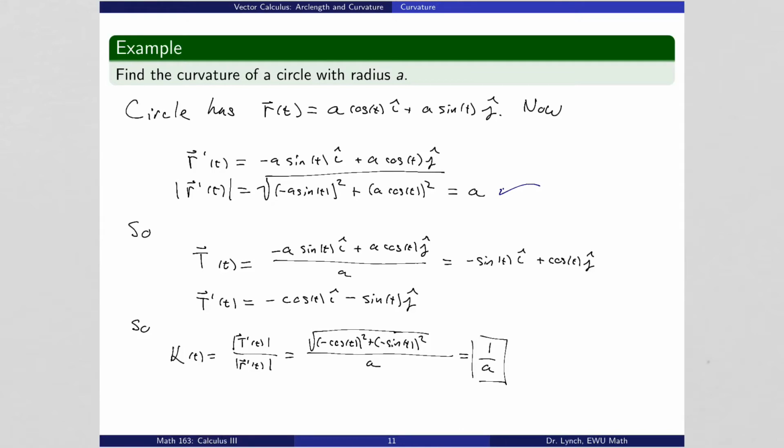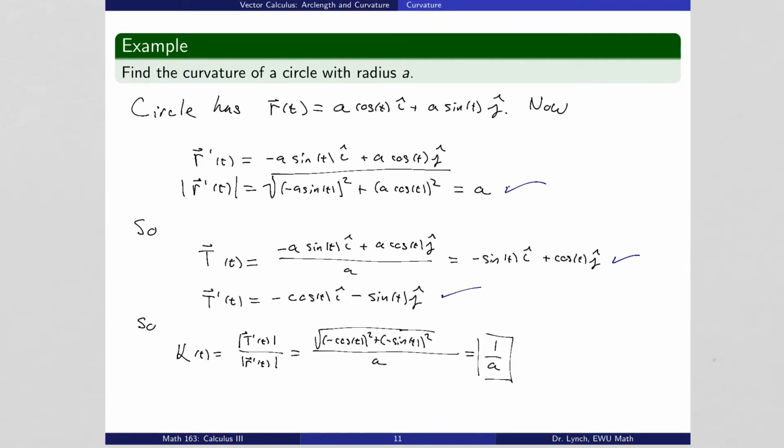We can find the unit tangent, which is just given by this vector. We can find the derivative of that unit tangent, given by this vector. And then we can find the curvature, which is just given by the derivative of the unit tangent in magnitude divided by the derivative of the parameterization r in magnitude. So it ends up just being 1 over a. The intuition here is that the bigger the circle is, the smaller its curvature is.